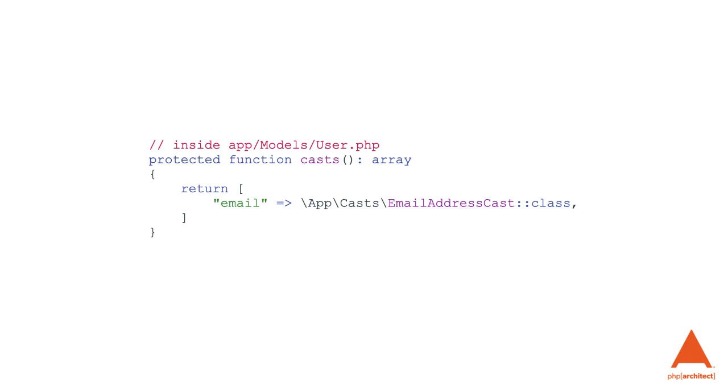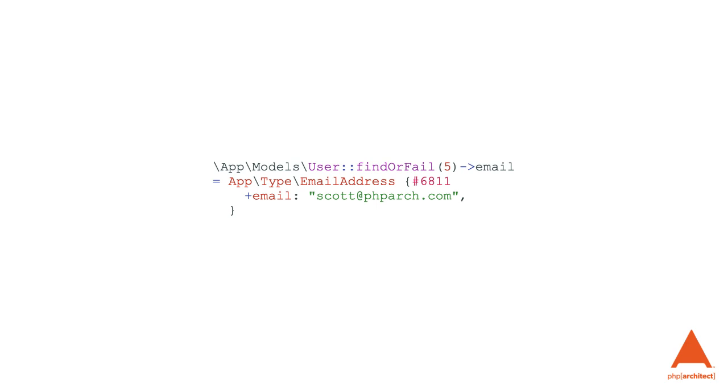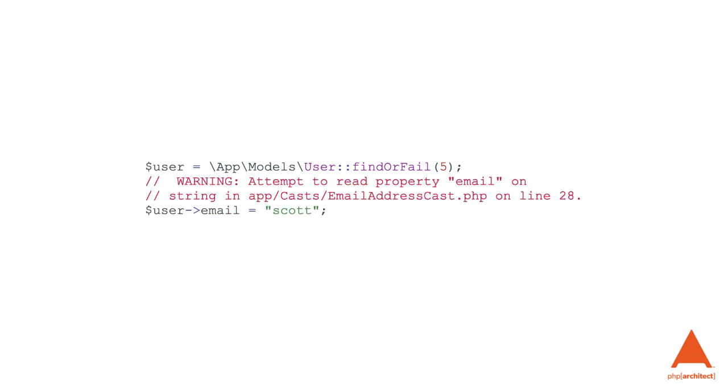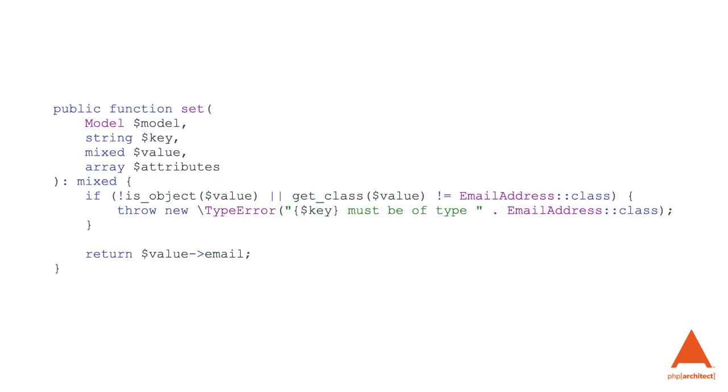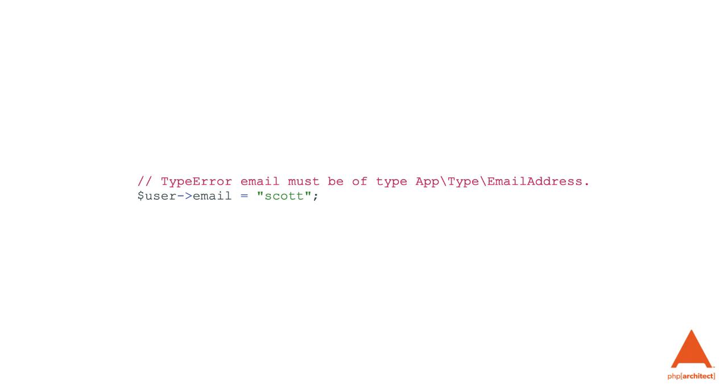Now you can load up a user in Tinker, and it will have loaded the email into an instance of our email address class. As a word of warning, Eloquent doesn't prevent us from setting the email property to any value, but it might cause warnings that are ignored. To fix this, you want to do some sort of a sanity check on the data as it's passed into the set function, but before we set the property. In this example, we're going to throw an exception if the class isn't correct.